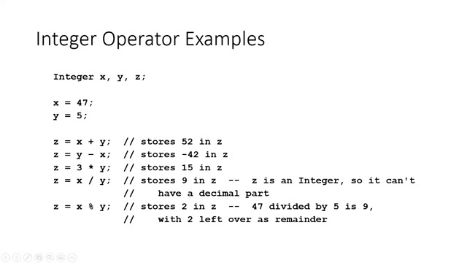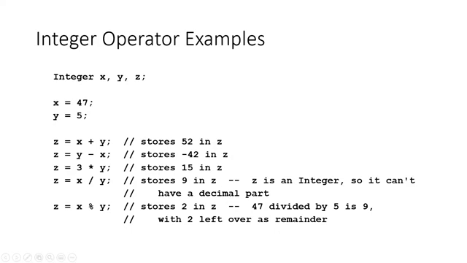Here, 5 minus 47, z would get the value negative 42, because negative 42 is the value of the right-hand side. Okay, 3 times y, multiplication, or the asterisk means multiplication. So 3 times 5 is 15. That would be what's stored in z.